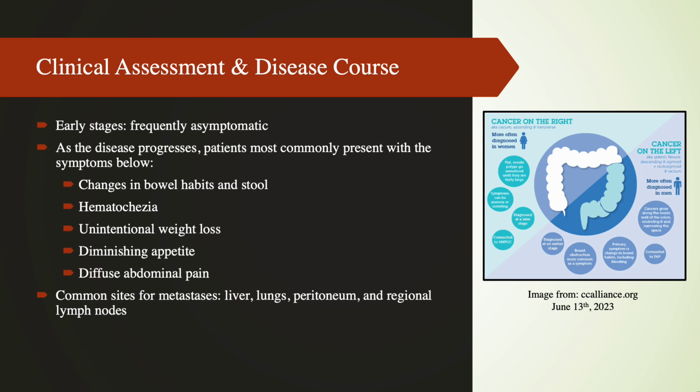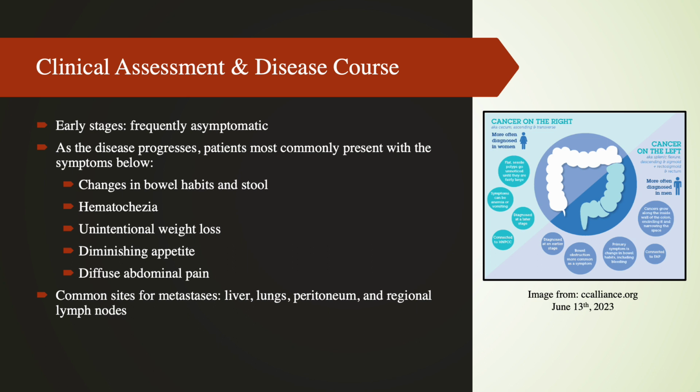As the disease progresses and patients begin to develop symptoms, they typically note changes in bowel habits and stool, as well as hematochezia, unintentional weight loss, a waning appetite, and diffuse abdominal pain. Depending on if the lesion is located on the right side of the colon, this would be your ascending colon, or left side, descending or sigmoid colon, certain symptoms are more common.